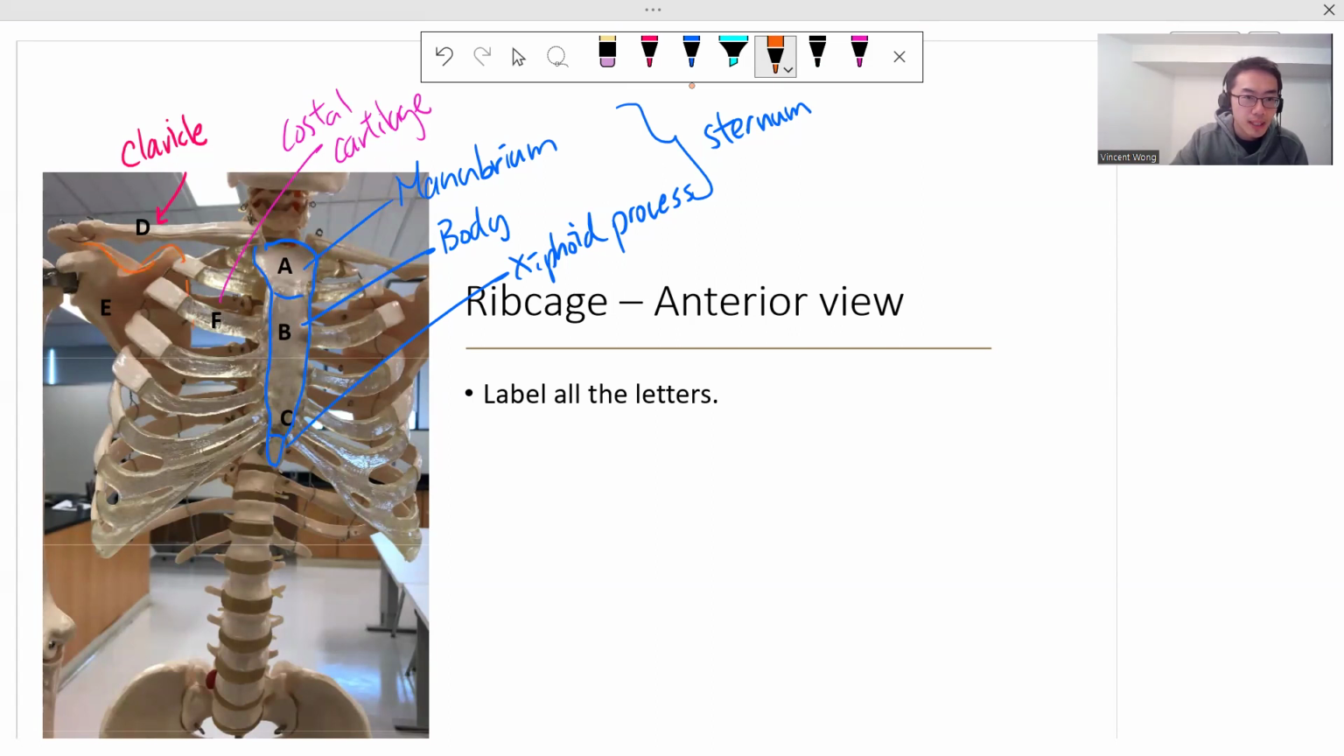What about this one? What is this? Anybody remember this guy? Scapula. That is the scapula. Scapula forms a ball and socket joint with the humerus, right?